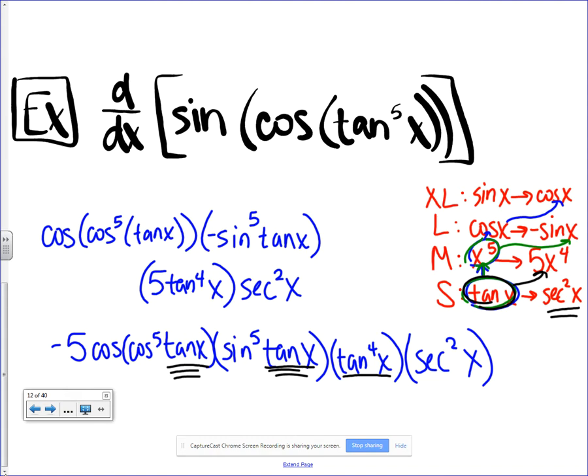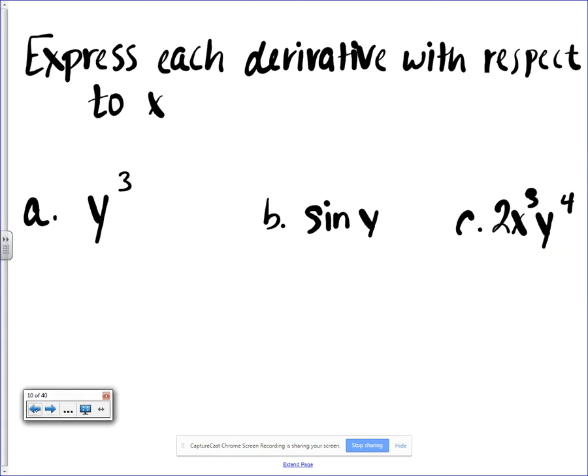Okay, let's go ahead and go back to this slide. It says express each derivative with respect to x. Now, the first thing I need you to notice is in a and b, there are no x's. So I'm asking you to do the derivative of this with respect to a variable that's not there. You're like, well, how are we going to do that? Well, basically, we're going to derive it like normal, and then we are going to put some notation on the end that says, yeah, we know there's none of the variable there that we want, so we're just going to put this notation on the end.